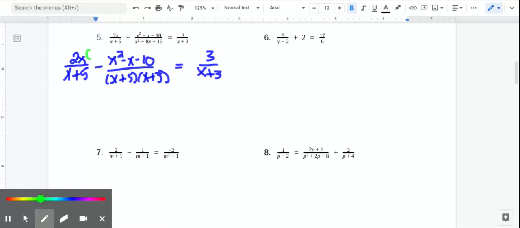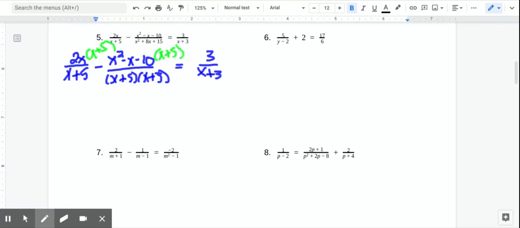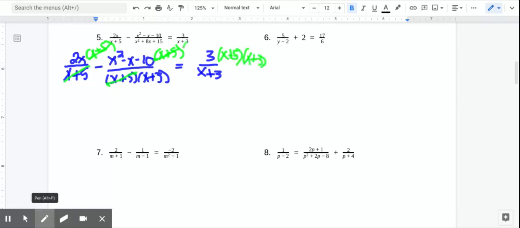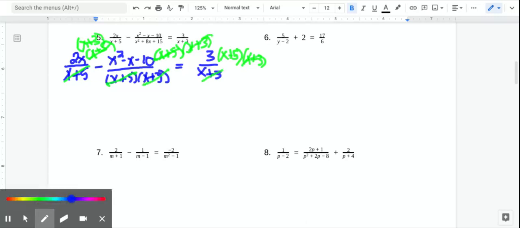So we've got an x plus 5 on the bottom. So we're going to multiply everything by x plus 5. So let's see, that'll cancel, and that will cancel. And then we've also got an x, sorry, you can't read that one. Let me fix that real quick. We've also got an x plus 3 on the bottom. So I'm going to multiply everything by x plus 3. I'm going to squeeze it in up here. So those will cancel and those will cancel. So let's see what we got left.